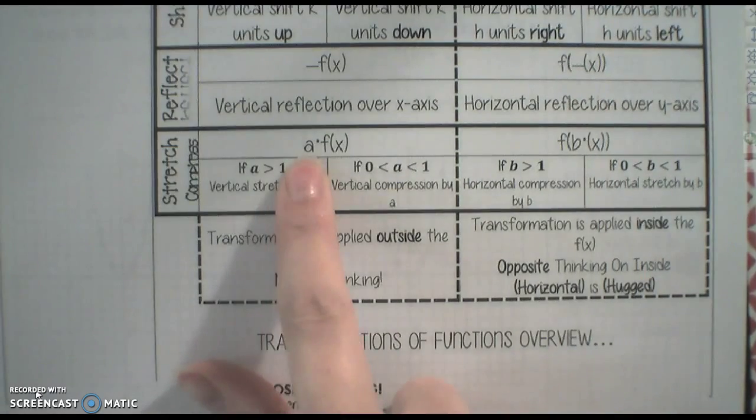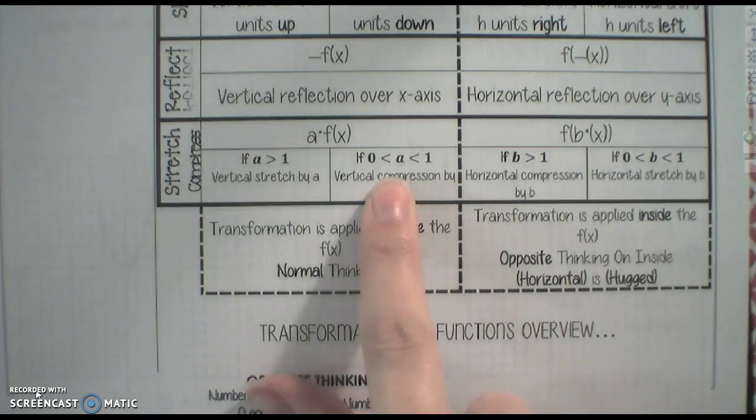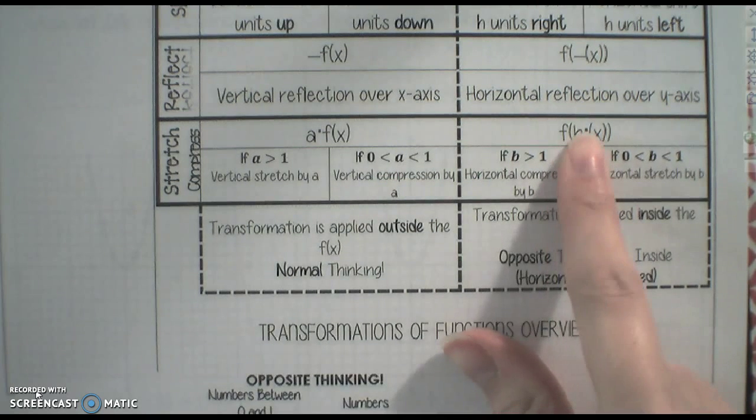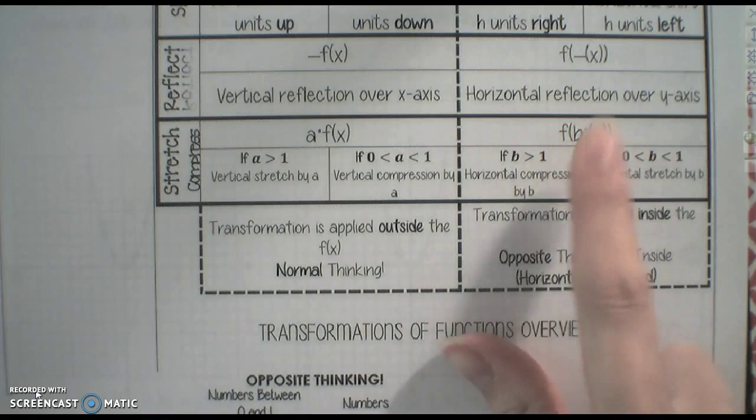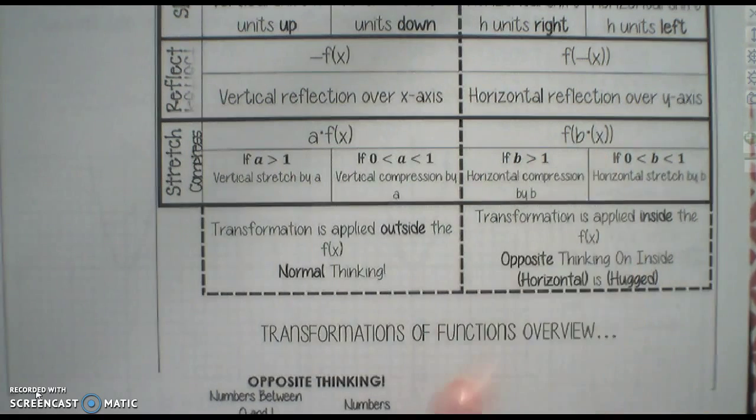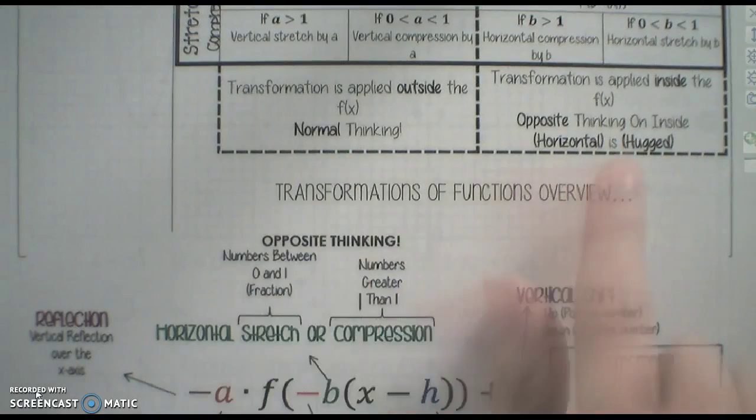Haven't really dealt with this much. Stretches out front, big numbers; compressions, fractions. And then inside, if it is a fraction, it is actually going to be a stretch, opposite thinking. And if it's a big number on the inside, it's actually a compression. And we haven't dealt with much of those either. So again, inside is opposite thinking, outside normal thinking.